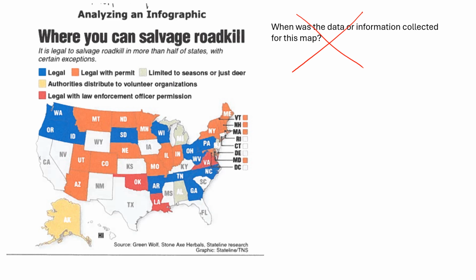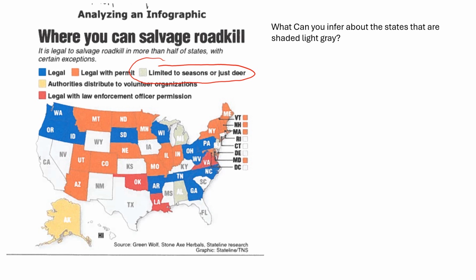All right, next question. Last question for this one. What can you infer about the states that are shaded light gray? That's these. Remember what infer means. Take what you have learned, and make a guess.